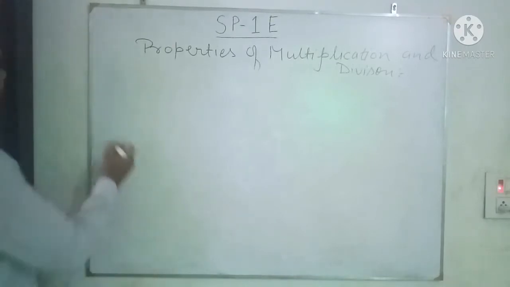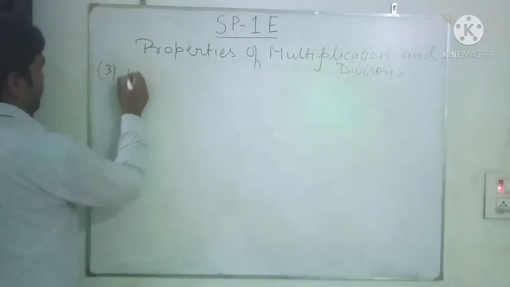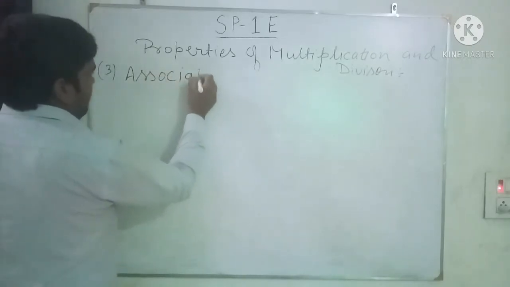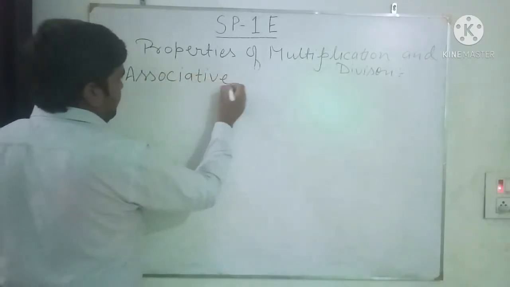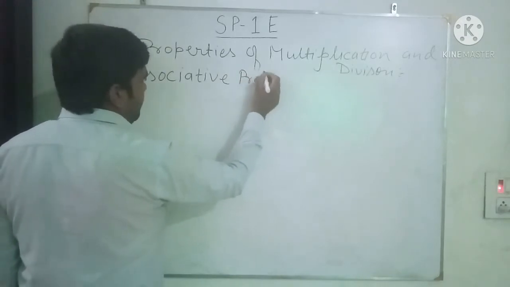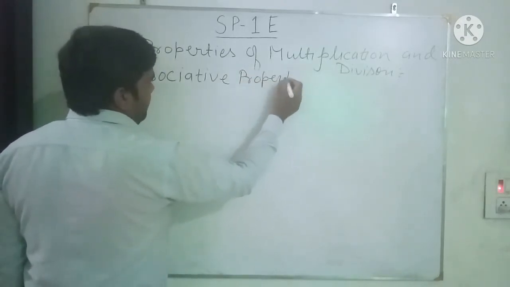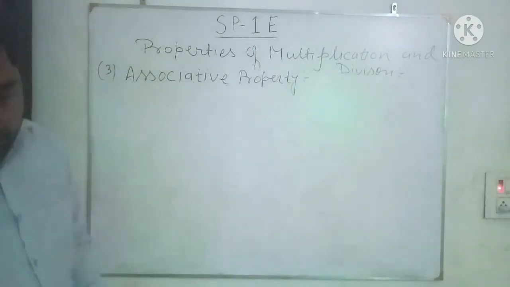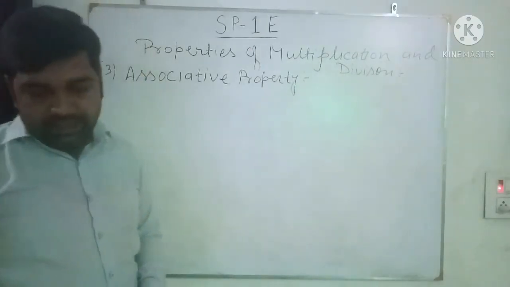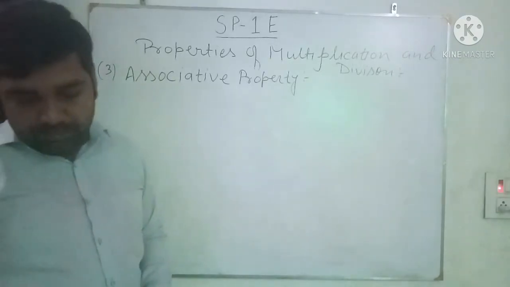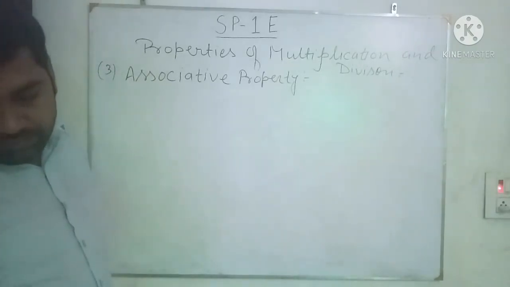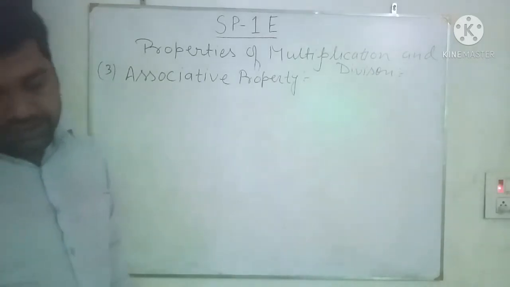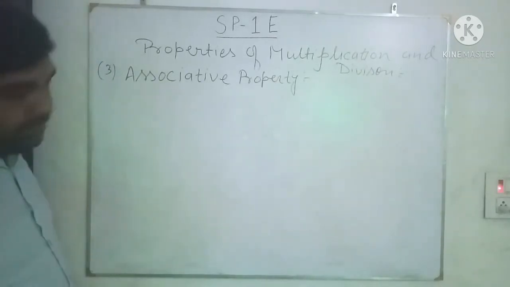Next property is the associative property. This is the third property. So multiplication holds the associative property. It means the product remains unchanged if the order in which the multiplication of 3 or more numbers is performed is changed. So the product remains unchanged.